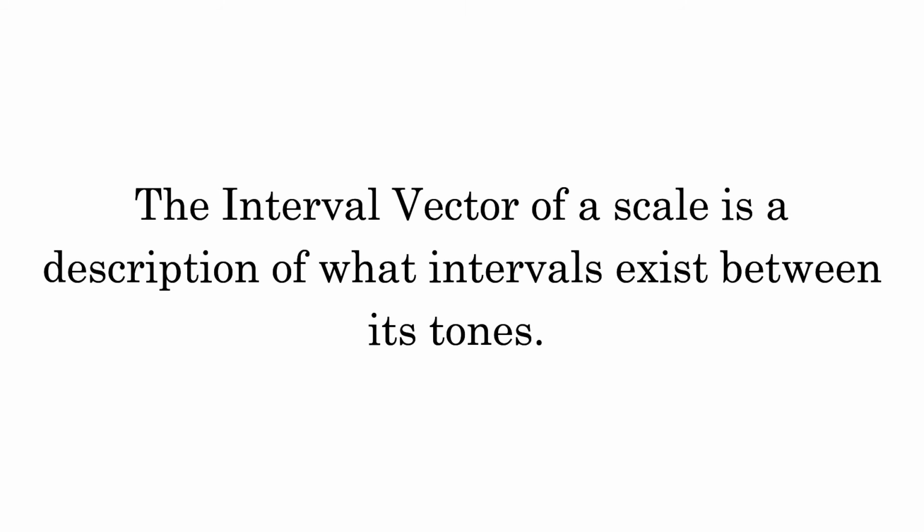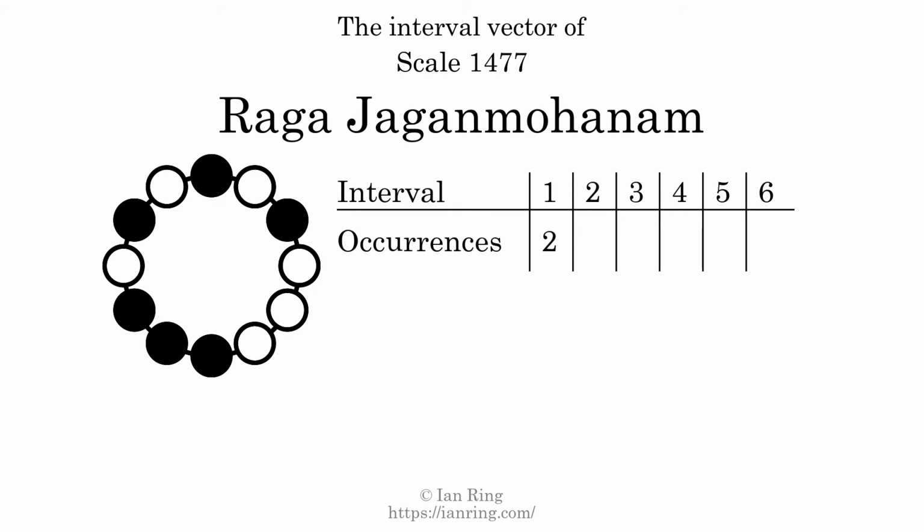The interval vector of a scale is a description of what intervals exist between its tones. There are 2 intervals with the size of 1 semitone. They are here and here. There are 4 intervals with the size of 2 semitones. They are here, here, here, and here.